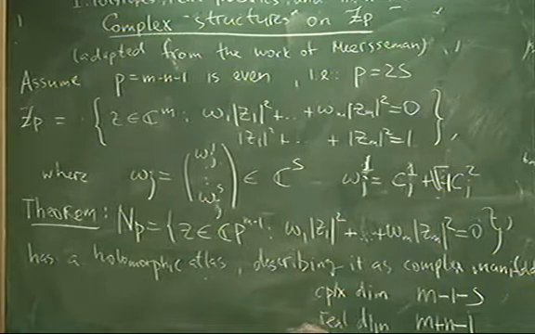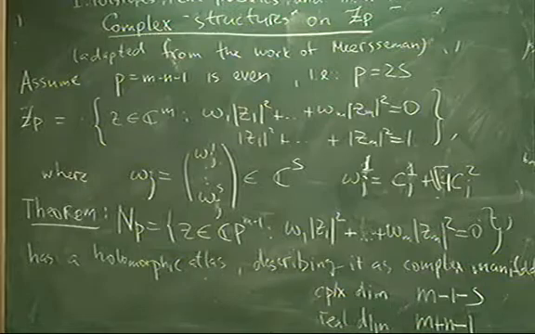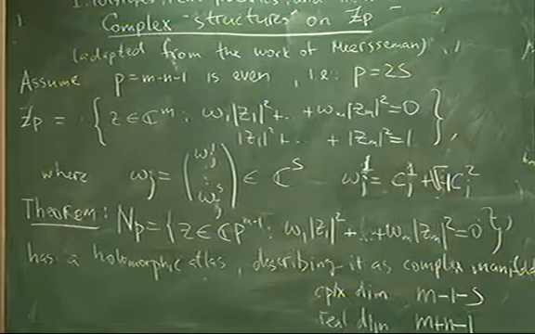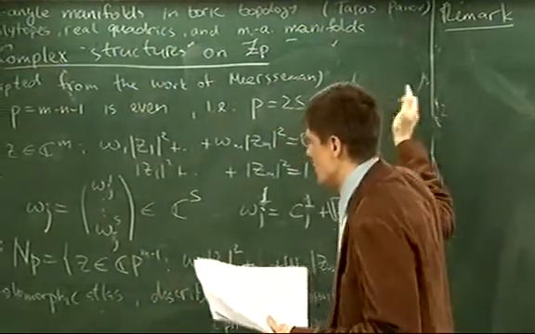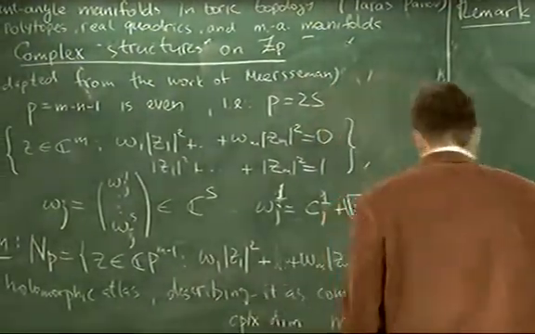If that is odd, then this is not a complex manifold, but then you can somehow modify the construction to get the complex structure on ZP as well.